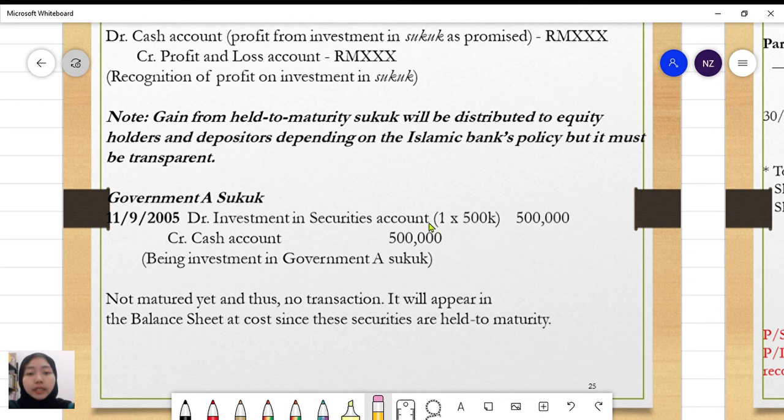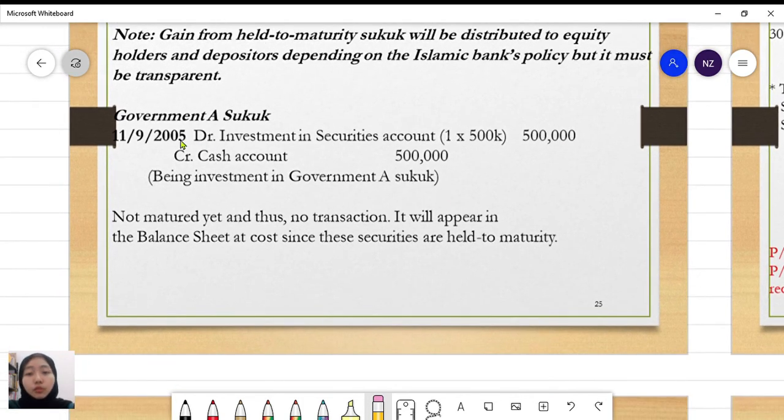Ambil dia punya price of the sukuk times with the quantity of the sukuk, 500k, settle. But as for this government A sukuk, dia tak matured lagi, so kita tak payah record dia punya disposals of the sukuk as well as the recognitions of the profit. Sebab apa? Sebab these types of sukuk punya types is held to maturity.